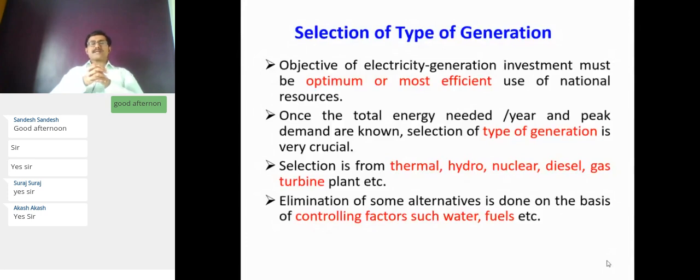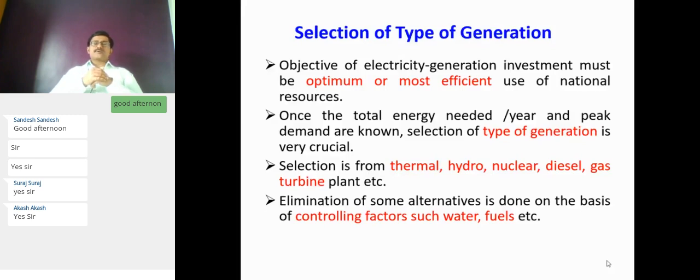The total energy generated depends upon how many hours or what duration in a year you run your plant. Okay. So once the total energy needed per year and the peak demand are known, the next problem or the next criterion is to select an appropriate method for the generation of electricity.